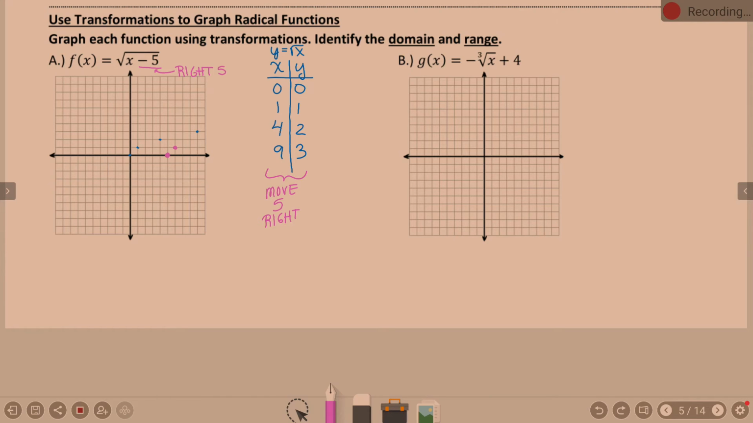I'm going to take what was at 4, 2. I'm going to move it 5 right and put it at 9, 2. I'm going to take what was at 9, 3. I didn't plan this right, and we're going to move it right 5, yes? And so it's going to be at about 14, 3. Those new dots, those pink dots, are my final graph. So I took each point and I moved it 5 right. Should have the same shape. It just got moved 5 to the right.